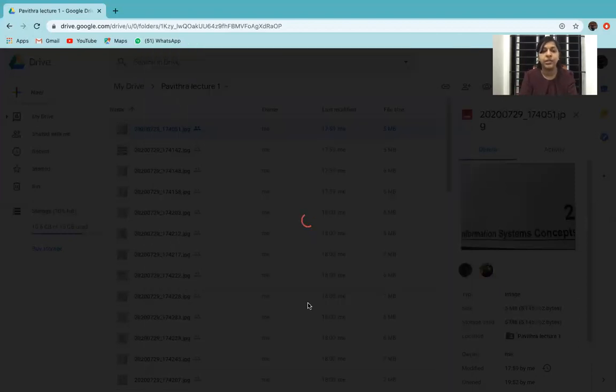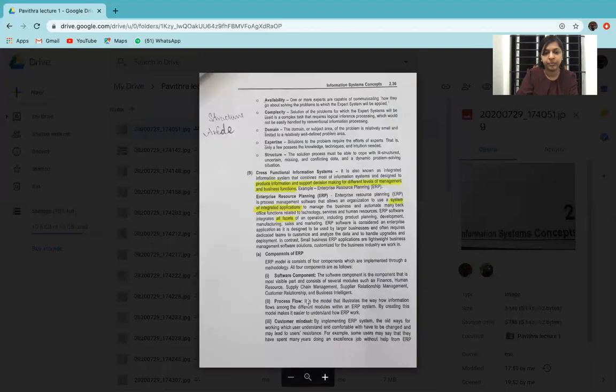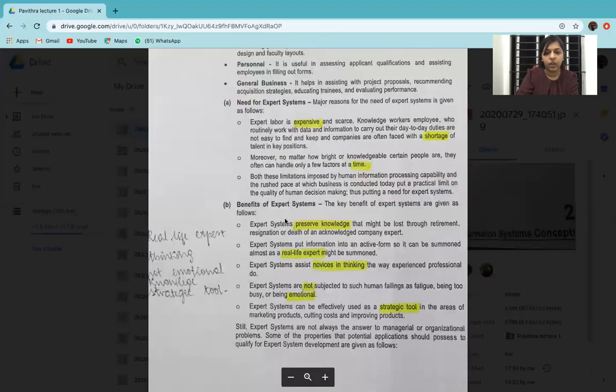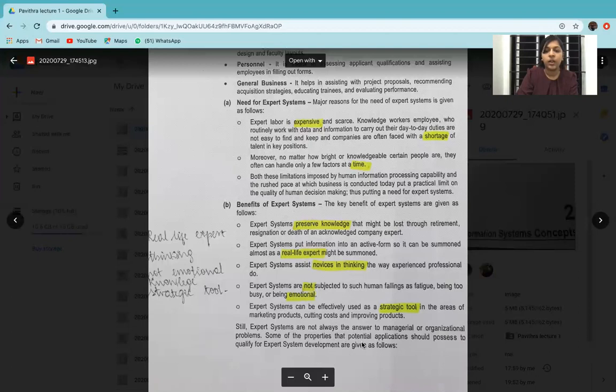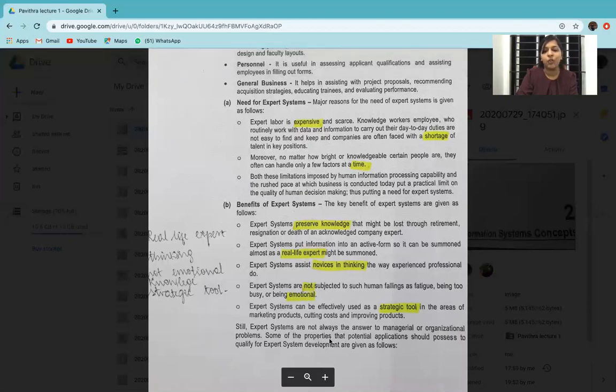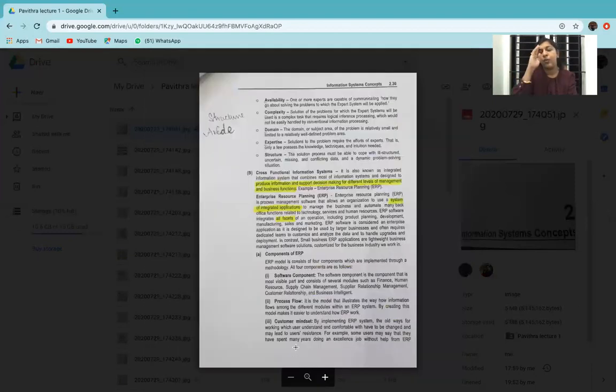The next concept is, what are the properties of an expert system? For this, we are going to use a mnemonic. The properties of an expert system are structure, A, B, C, D, E.